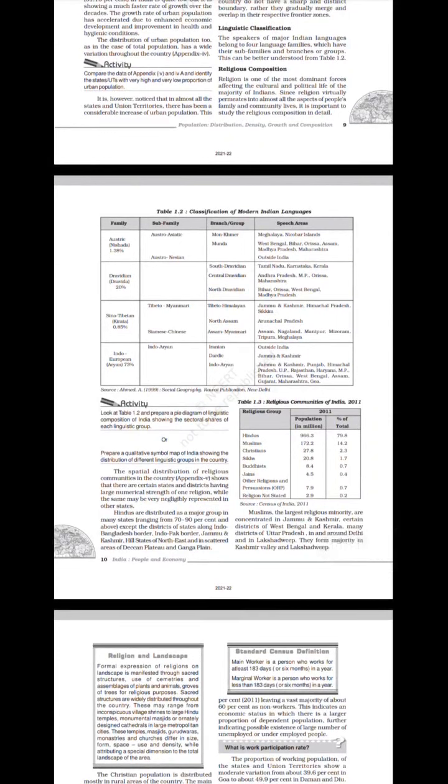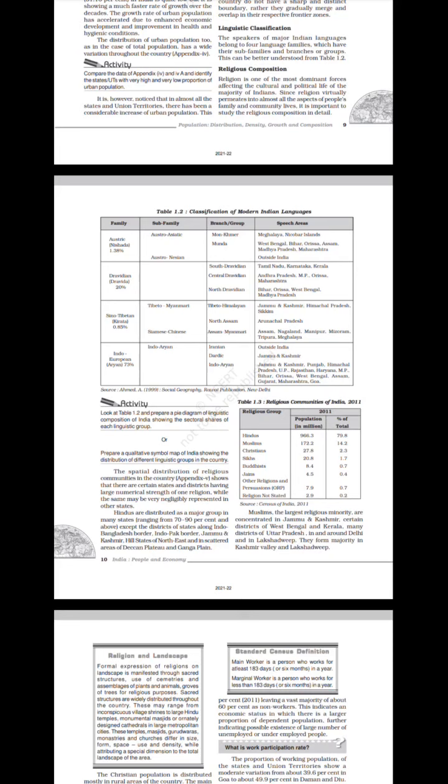Table 1.2. Classification of modern Indian languages. Family, subfamily, branch or group, speech areas. Austric, 1.38%: Austro-Asiatic, Austronesian, Mon-Khmer, Munda; Meghalaya, Nicobar Islands, West Bengal, Bihar, Orissa, Assam, Madhya Pradesh, Maharashtra, outside India. Dravidian, 20%: South Dravidian, Central Dravidian, North Dravidian; Tamil Nadu, Karnataka, Kerala, Andhra Pradesh, Madhya Pradesh, Orissa, Maharashtra, Bihar, West Bengal.